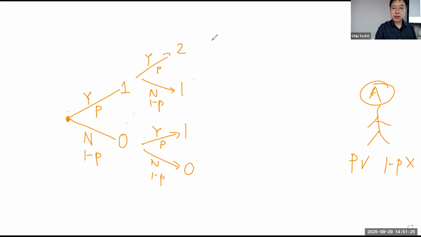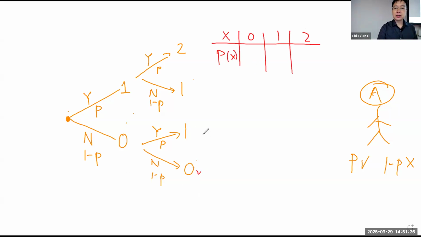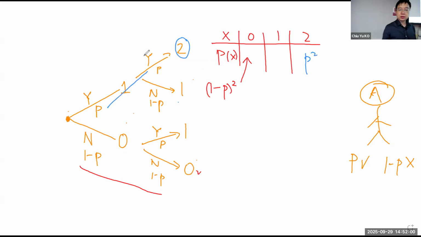So let's see this table here. If you have x equal to 0, 1, 2, what is P of x? P of 0 is simply this guy, which is simply 1 minus P squared. Why? Because you multiply along the tree. And the next case is this 2, which will be P squared. Why? You just multiply along the edges.